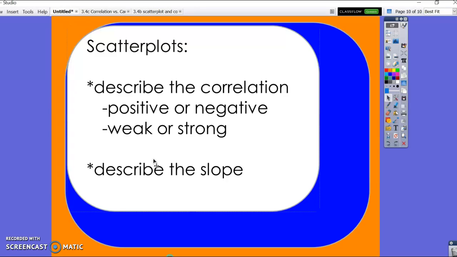Tomorrow we're going to use graphing calculators to graph scatter plots. Remember to answer the questions in the quiz and click submit.